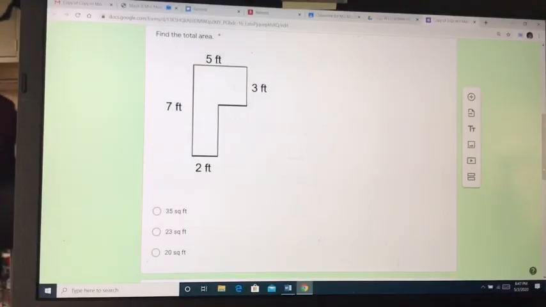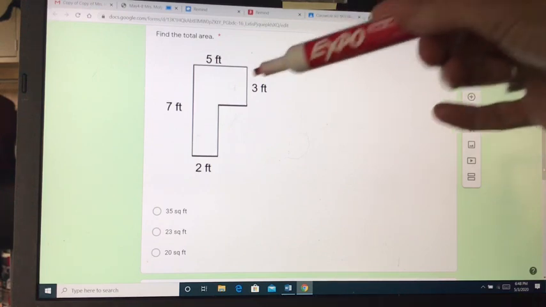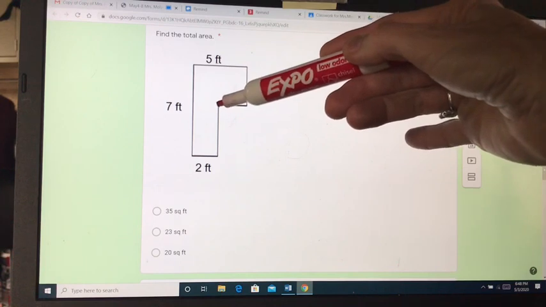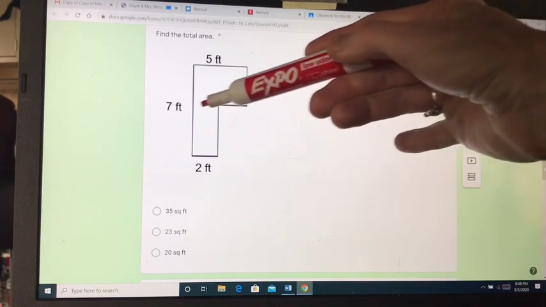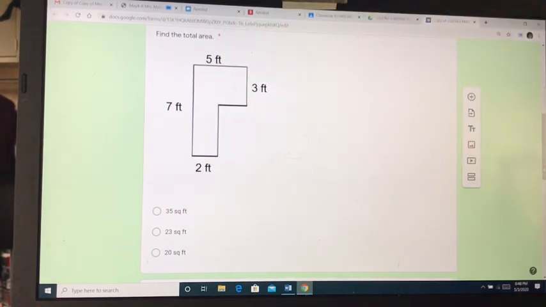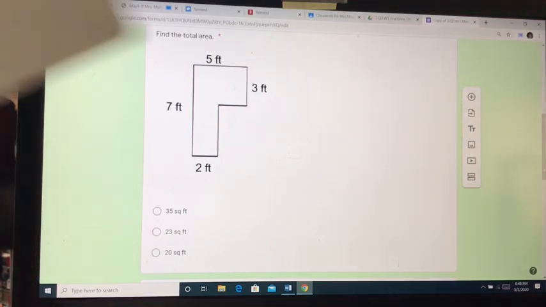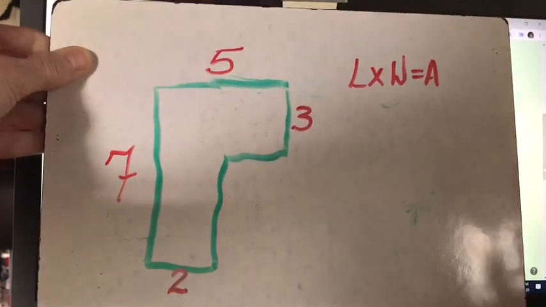Our second problem says find the total area. Remember area equals length times width, but that's for squares, rectangles. This is an odd looking shape here. So we have to divide this up into 2 separate rectangles. And what I'm going to do is I'm going to cut it right here so I have 2 separate looking shapes. Let's look at how that would look.